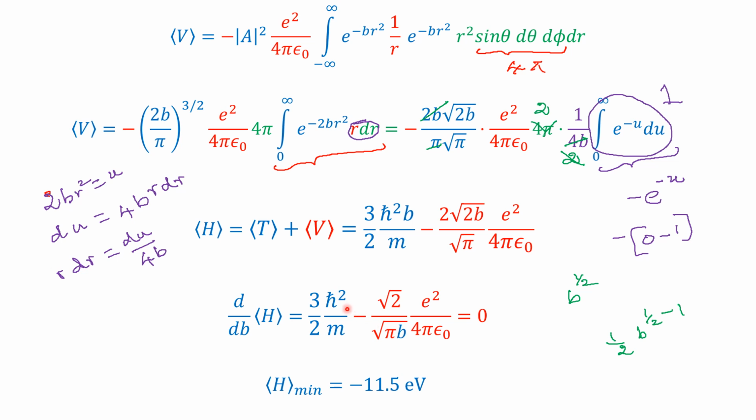You can bring this term to the other side, it will become plus or minus, and you can find p. p contains only this term. Then substitute p in the Hamiltonian here, and you can find the value. This is only numerical substitution. You can find it is exactly equal to 11.5, which is close to the ground state energy of the hydrogen atom.